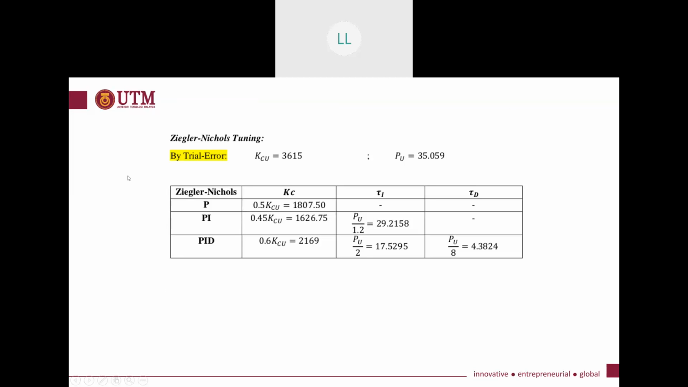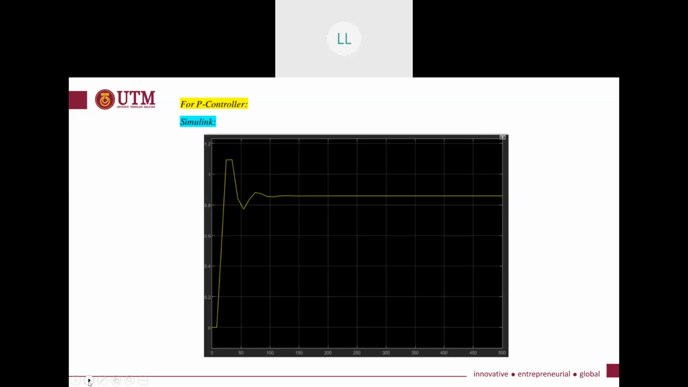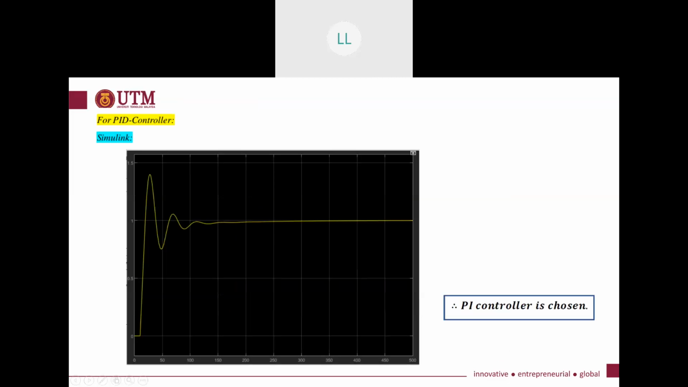The second method we use is Ziegler-Nichols tuning. By trial and error, we find KCU equal to 3615 and PU equal to 35.059. The table shows the values for the tuning parameters for P, PI, and PID respectively. In Simulink, we use the tuning parameters we found, and this graph shows the P controller. The next graph is for the PI controller, and the next graph is for the PID controller.